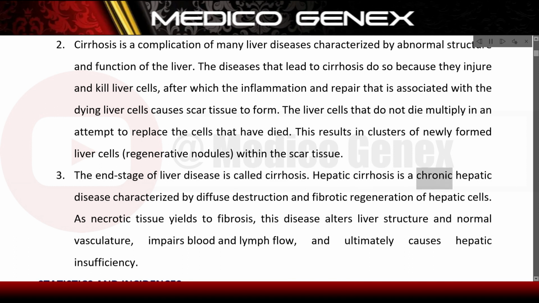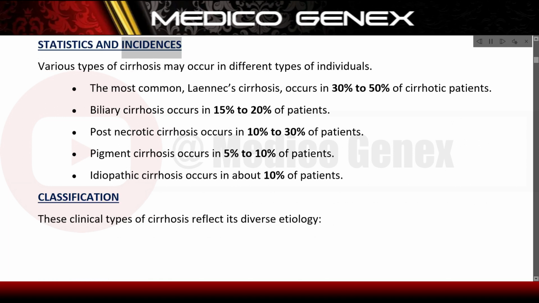Hepatic cirrhosis is a chronic hepatic disease characterized by diffuse destruction and fibrotic regeneration of hepatic cells. As necrotic tissue yields to fibrosis, this disease alters liver structure and normal vasculature, impairs blood and lymph flow, and ultimately causes hepatic insufficiency. Statistics and incidences.